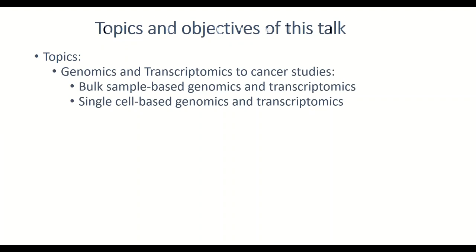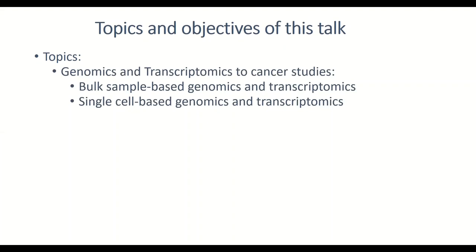For this topic, there will be two parts. In the first part, I will talk about so-called bulk sample-based genomics and transcriptomics omics. What does bulk sample-based mean? When we submit a sample, it's a tissue sample, and the tissue sample usually contains multiple, different cell types. It's a mixture of multiple cell types. This is why we call it bulk.